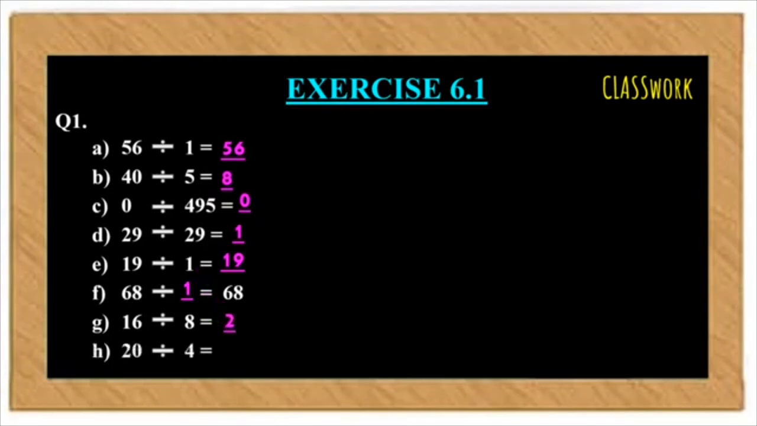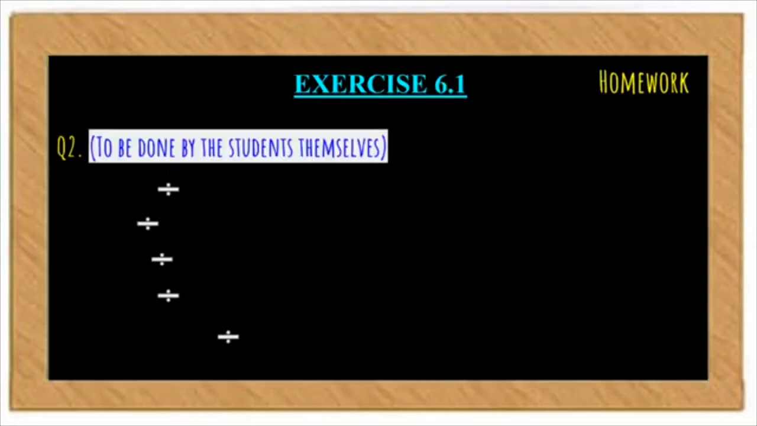The next question says 20 divided by 4. I know it's very easy for you all, children. In the table of 4, 20 comes 5 times. So that means the answer is 5. The following sums should be done by you as practice in your copies.